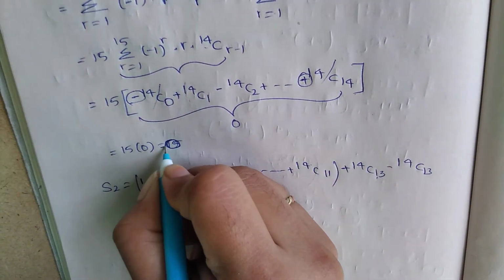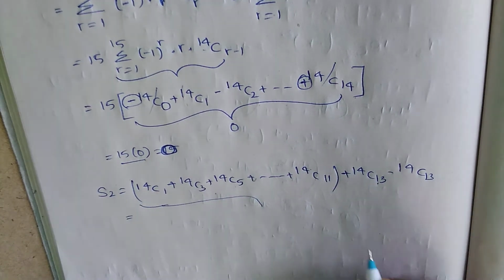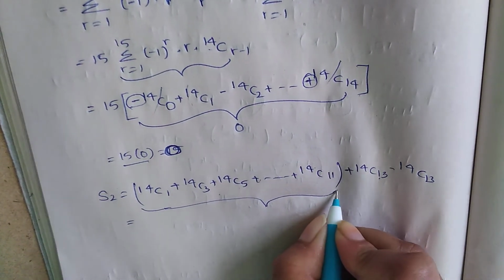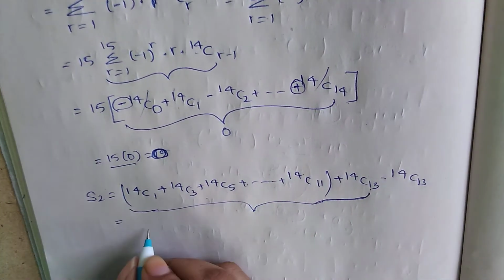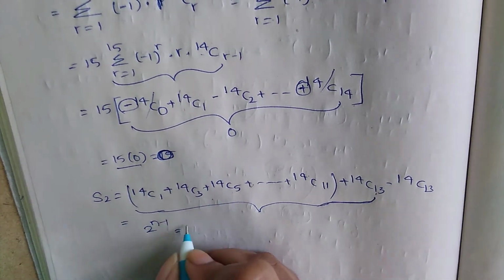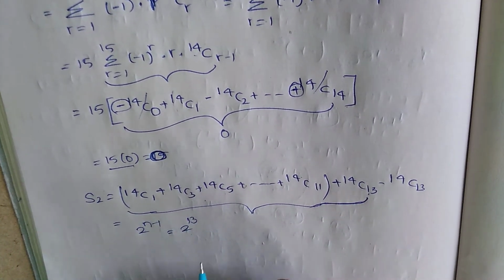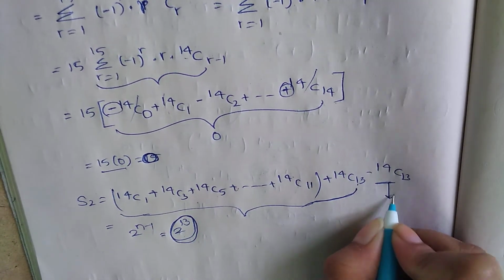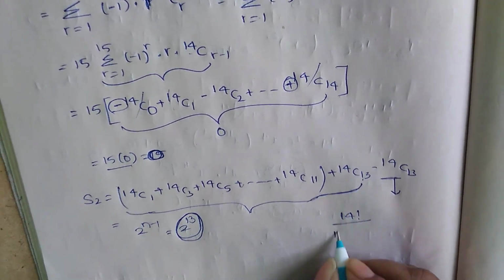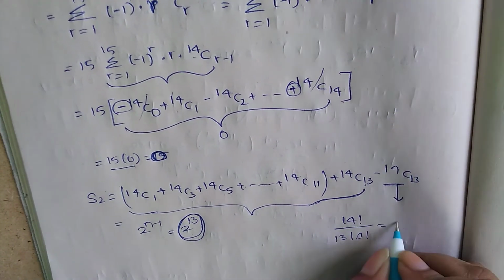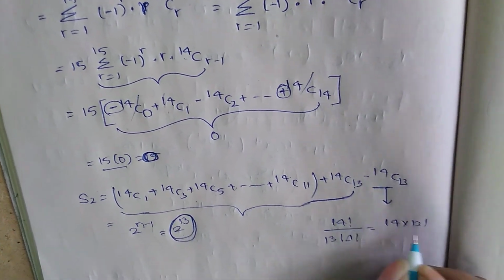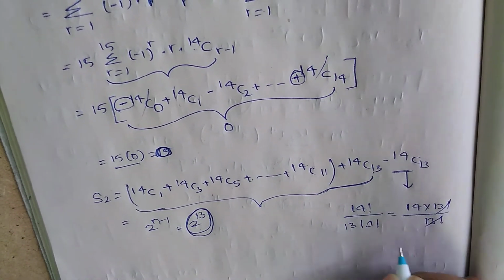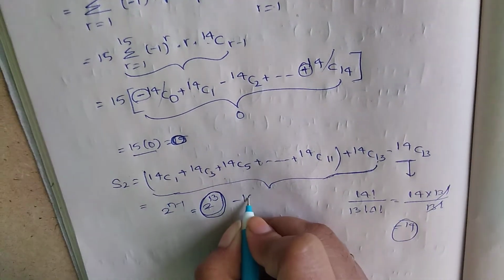Sorry, this is 0. 15 into 0 is 0, right? I'm sorry. This value will be 2 power n minus 1, where n is 14, so 2 power 13. Getting it? 2 power 13. And what is this value? 14 factorial by 13 factorial into 1 factorial, which is 14 into 13 factorial by 13 factorial. It will be 14. So minus 14.